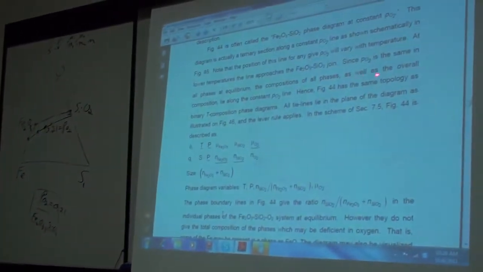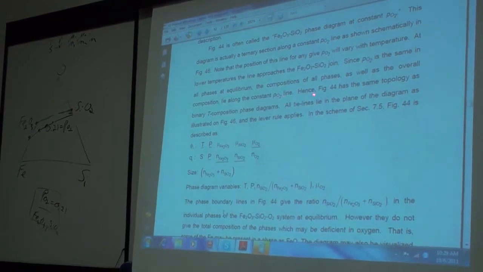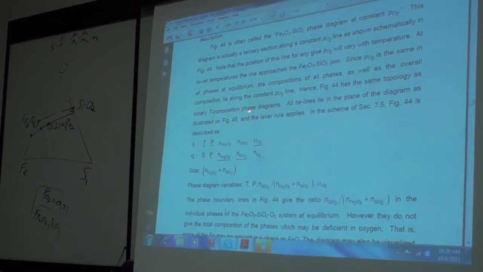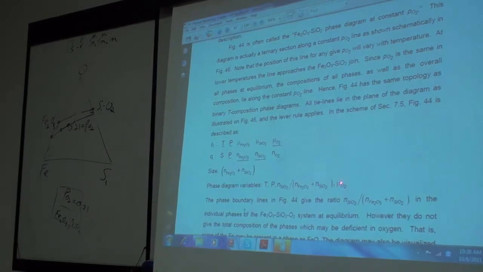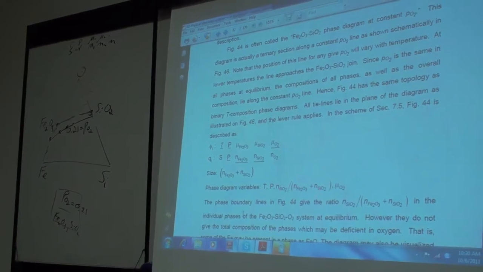So I said here, since PO2 is the same in all phases at equilibrium, the compositions of all phases as well as the overall composition lie on the constant PO2 line. Hence the figure has the same topology as a binary temperature-composition diagram. All tie lines lie in the plane of the diagram, and the lever rule will apply. So this is the scheme. I've defined the components as Fe2O3, silica, and oxygen. But whereas in the previous diagram I chose NO2 as one of the variables, now I choose muO2. The size of the system is the Fe2O3 and silica that you put in to start with, and these are the phase diagram variables. So we keep the chemical potential of oxygen constant, and we plot temperature versus the silica to Fe2O3 plus silica ratio.